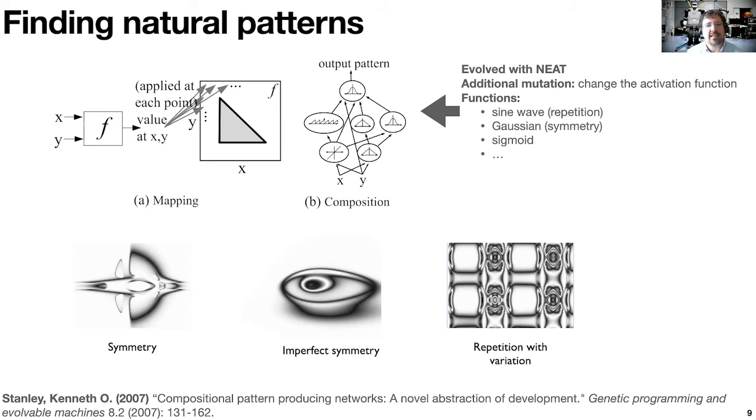And if you use activation functions that are a bit complicated, like a sine wave, then you will easily have repeating patterns. If you use a Gaussian or some symmetric activation function, then minus X equals plus X because it's a symmetric function, and you get symmetry. But if you shift with a bias, you can have imperfect symmetry. So by composing all these functions together in a small neural network, you very easily have all these nice patterns. So that's what we see here. We see examples of images that are generated with these small compositional pattern producing networks, with symmetry, imperfect symmetry, repetition with variation. And we mostly see all the patterns that we see in nature.